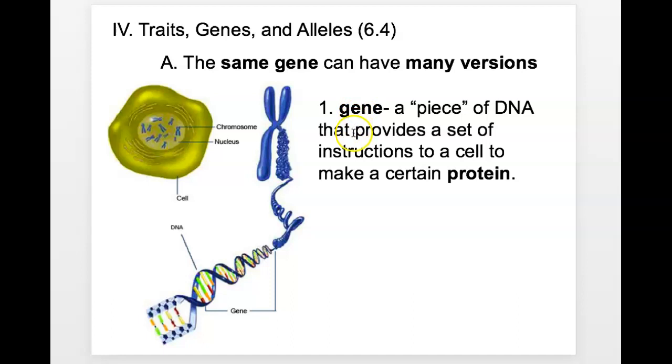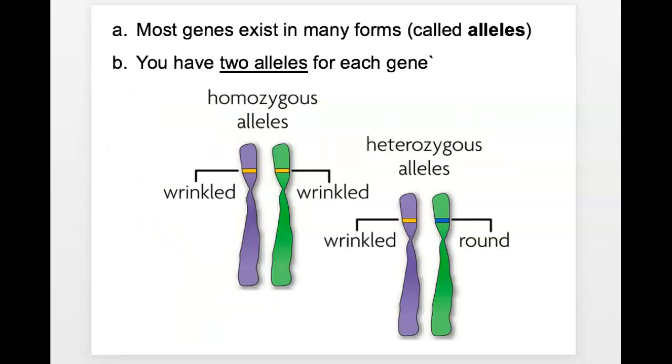A gene is a piece of DNA that provides a set of instructions to a cell to make a certain protein. Right? So here's our DNA, which is a twisted ladder. The genes are located within that DNA, and it unravels, as you can see right here. Going on, we know that the genes exist in many forms, and we call those forms alleles.